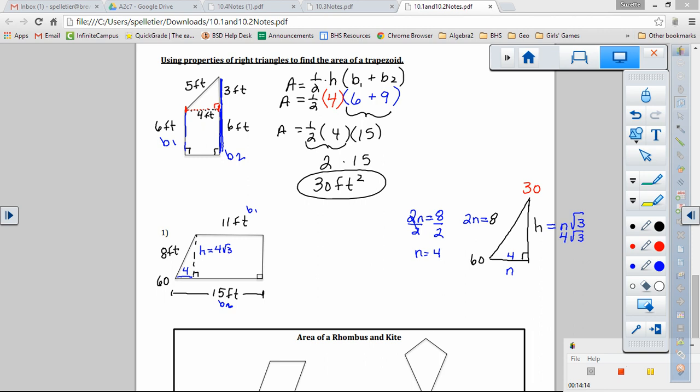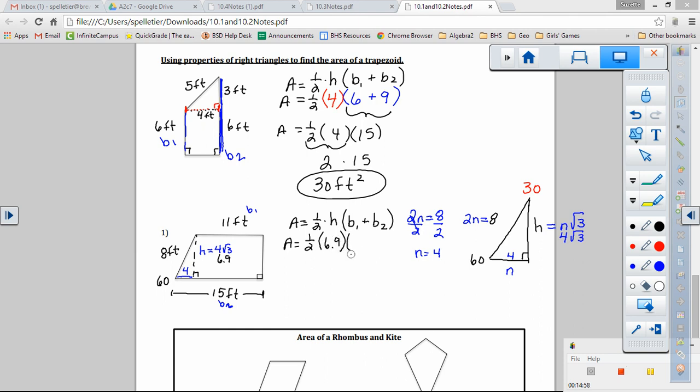Okay? So now let's plug this into the formula for trapezoid. Because we have the height, we have base 1, we have base 2. So we have everything we need for our formula. 1/2 the height, base 1 plus base 2. Okay, so area equals 1/2. Now listen, I don't want to have to deal with 4 square roots of 3 in my formula here for height. So you're going to take your calculator and you're going to do the square root of 3, and then you're going to multiply it by 4, and you're going to get 6.9. That's what we're going to use in here.